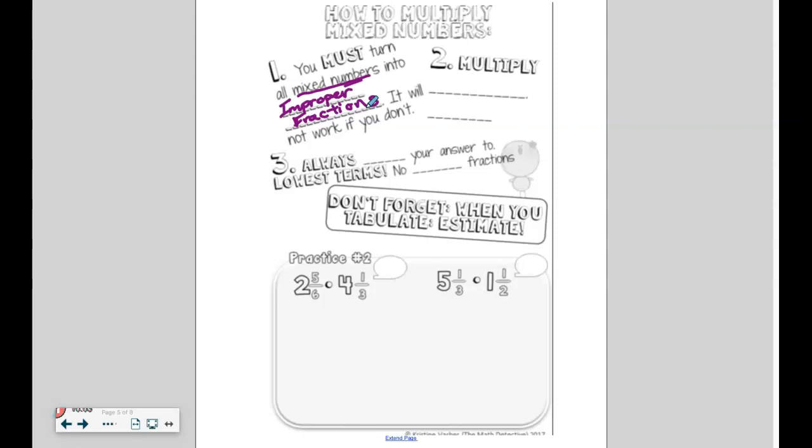Then we can multiply straight across. Always simplify your answer to lowest terms. No improper fractions as our answer. So we'll have to turn them back into mixed numbers for our final answer.